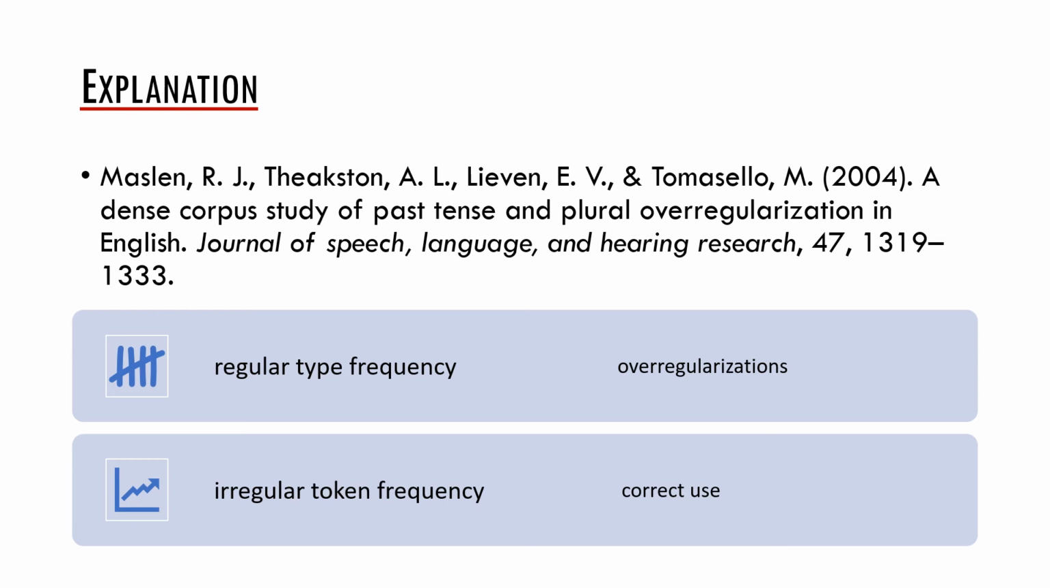You may ask, what is type and token frequency? In this case, the type frequency is the number of distinct regular words. It does not matter how many times one hears each of them. Each distinct word is counted only once. Token frequency, on the other hand, is the number of occurrences of irregular words. This means that the more times each of the irregular words is used, the higher is the token frequency.